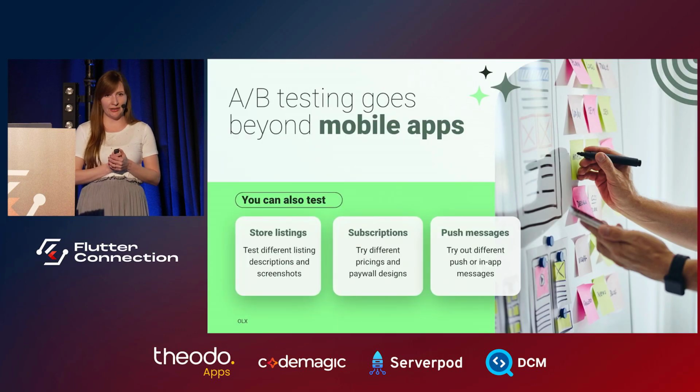And last but not least, A/B testing goes beyond mobile apps, and you can also test store listings. So in Google Play Store and App Store, you can select different descriptions or screenshots. Also, if you are using tools like RevenueCat, you can check different pricings or even paywalls. And also, most marketing tools offer you a way to A/B test push messages or in-app messages.